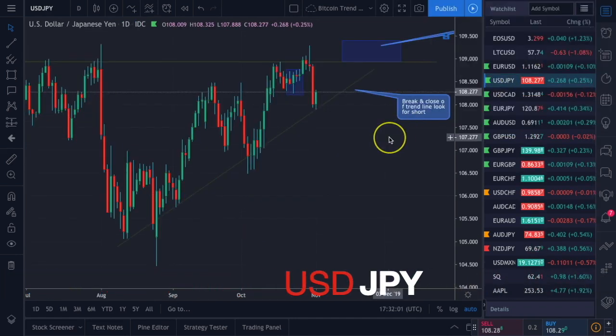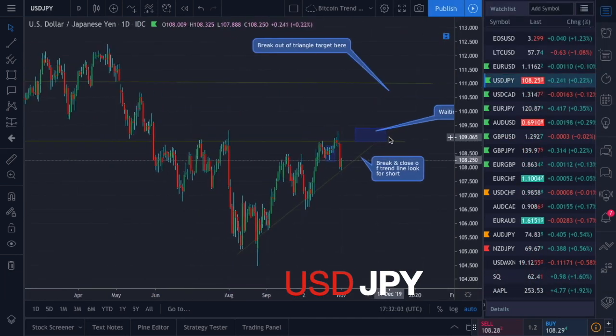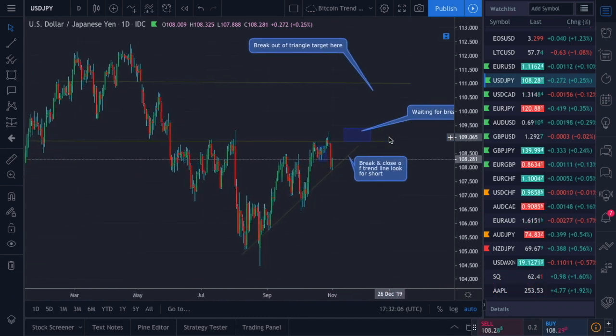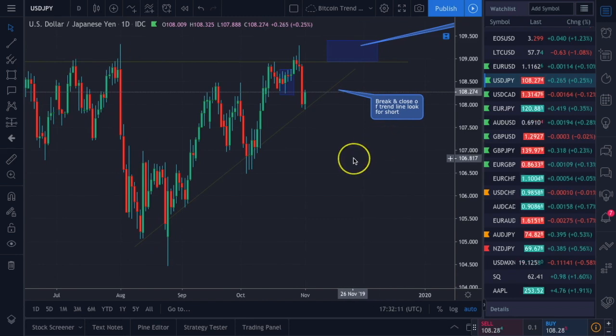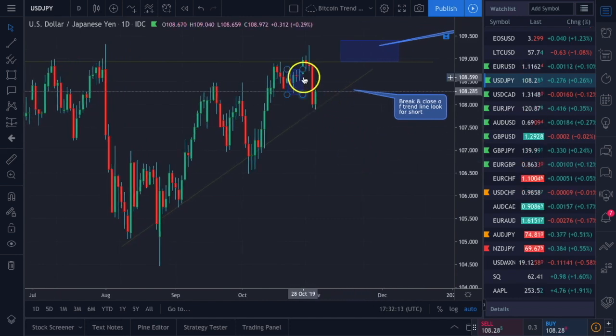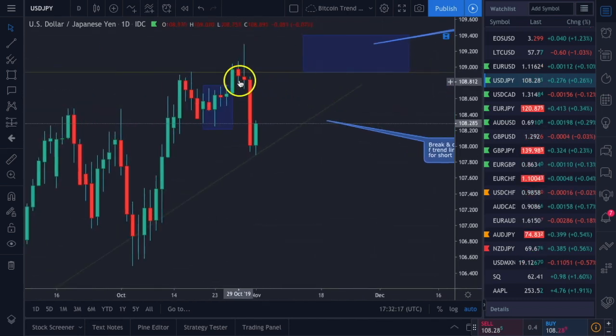The US dollar Japanese yen, let's see what we have going on here. We had quite a funky, difficult week to trade. There was a lot of movement, but you can see that price opened up near the highs of last week and then started making new highs, and that was not able to hold, and then you had this huge sell-off on Thursday.